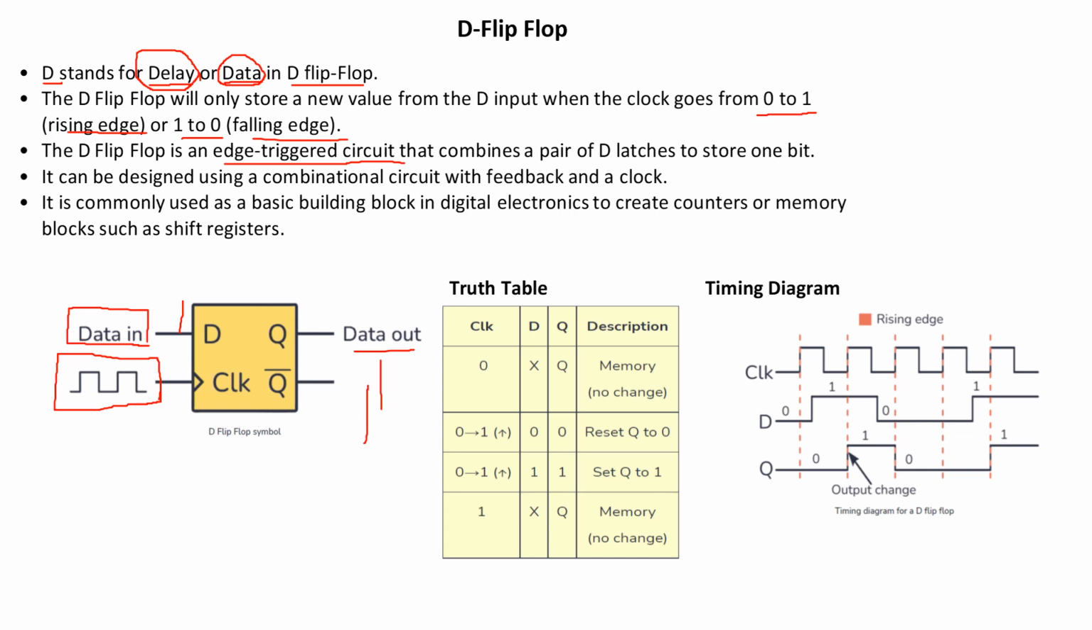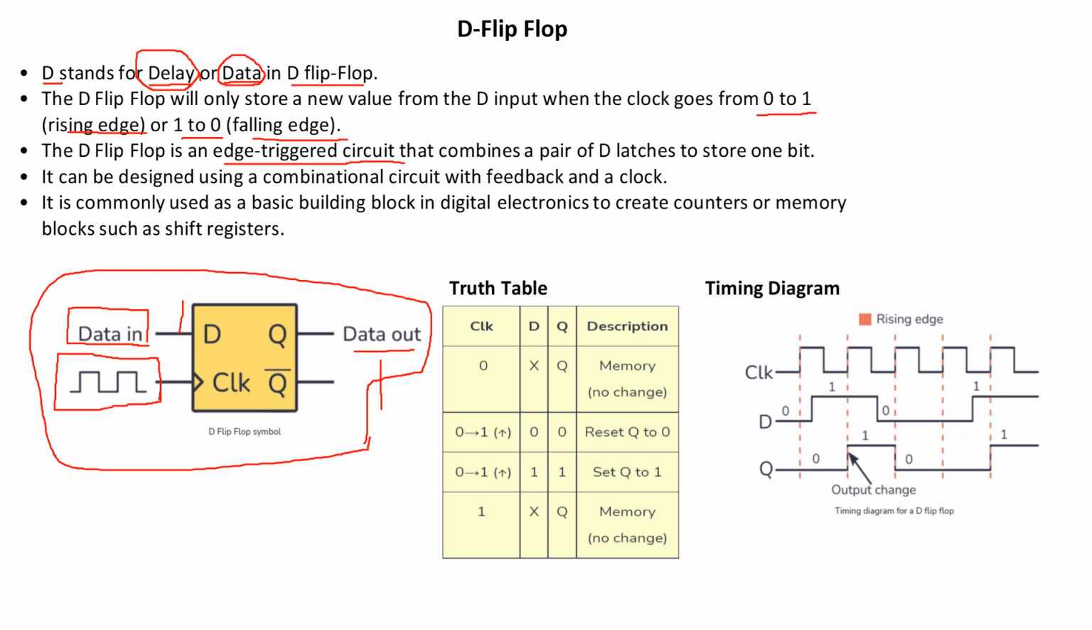So this is one simple representation of a D flip-flop. You can see I have a data input connected to D, and then I have a clock signal connected to the clock. Here the clock input of the flip-flop is represented as a triangular symbol. And Q is my output.